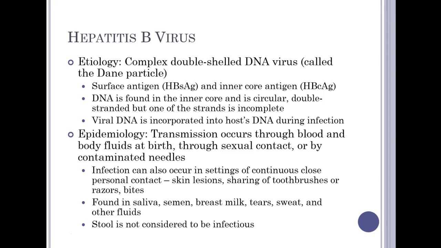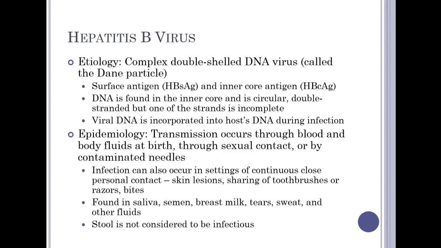The next one is hepatitis B. This is the only one that's a DNA virus. We call this the Dane particle. There's a surface antigen and an inner core antigen that we look at, the S and the C. The DNA is in the inner core and is circular and double-stranded, but one of the strands can be incomplete.